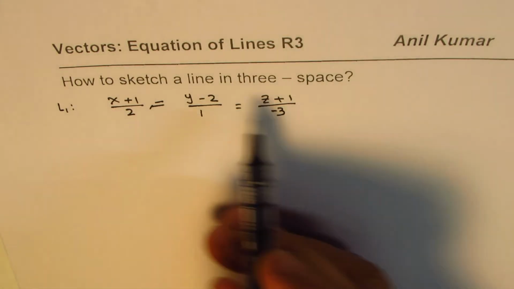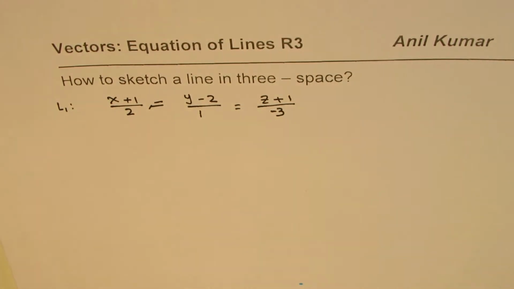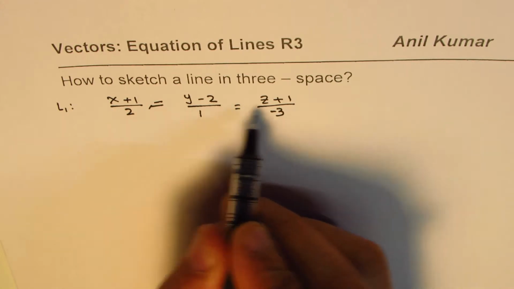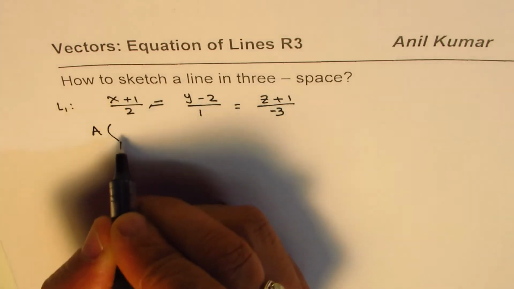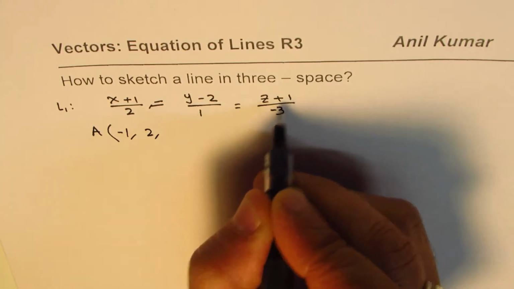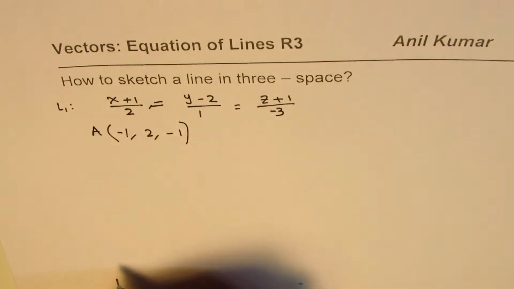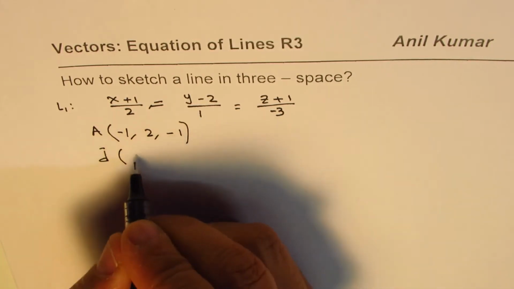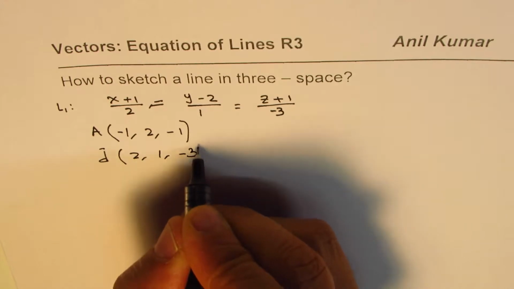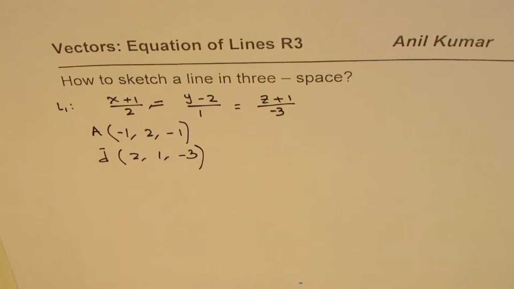Now from this form, can you tell me what is the point and what is the direction vector? That's a good question. The point through which this line is passing will be, let me call this point A, minus 1, 2, and minus 1. So that is how you can get the point. And the direction vector D will be 2, 1, minus 3. Writing the 1 in the y part was not required; you could have written just y minus 2.